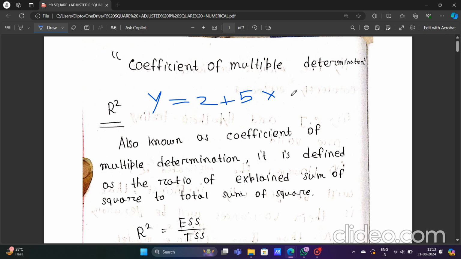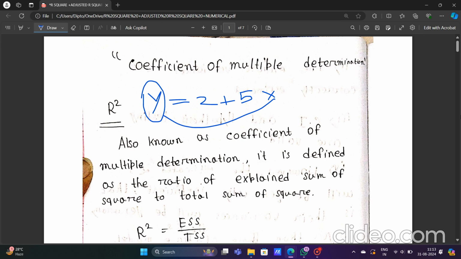the value of R square tells us how much variation of y can be explained by x. That means if the value of R square is 80%, it means that 80% variation of y can be explained by x. That means 80% variation of y is happening due to x, and the remaining 20% variation or change in y is happening due to some other factors which are not included in this model or equation. So this is the basic interpretation of R square.